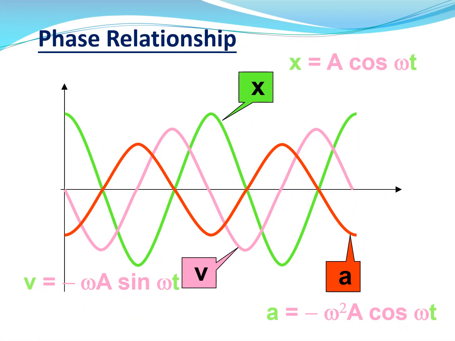So, any simple harmonic motion could be represented with a solution of the form x is equal to a cos omega t. Its velocity takes the form minus omega a sine omega t, and the acceleration takes the form minus omega square a cos omega t. And these three could be depicted in the picture with the pink, green and red graphs.